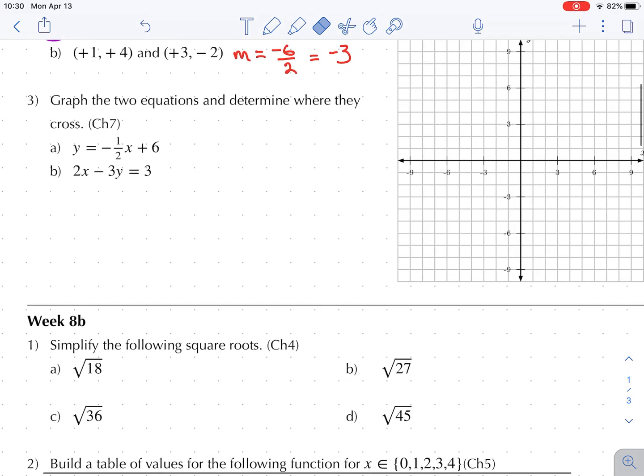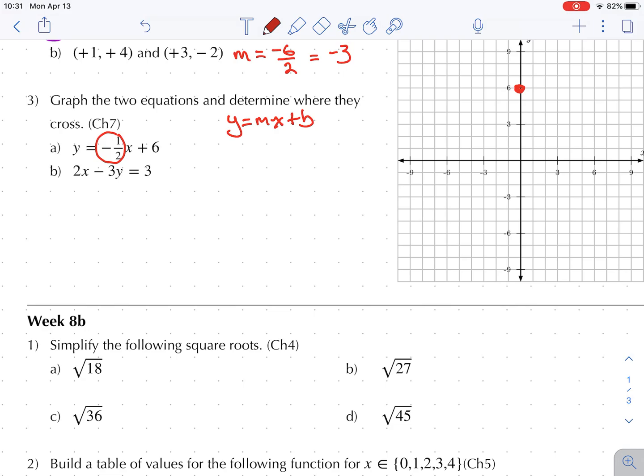Number 3, graph the two equations and determine where they cross. So we'll graph letter A. Negative 1/2 x plus 6. So this is in our form y equals mx plus b. So it will be easy to graph. Our plus b is at 6, and then our slope is negative 1/2.